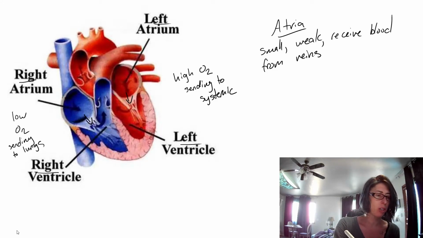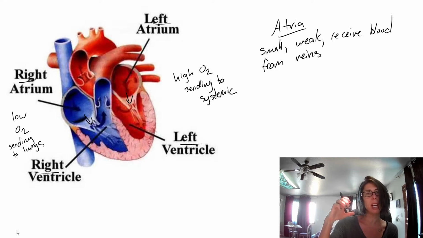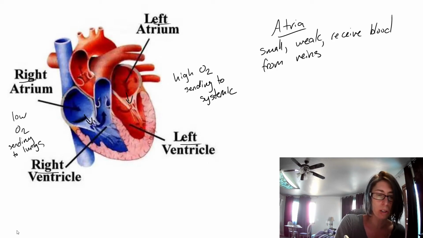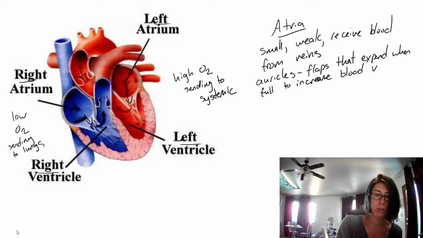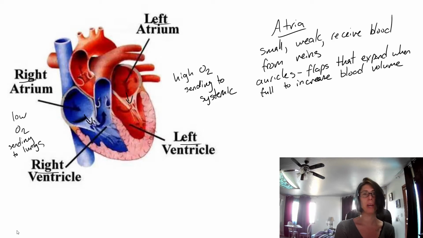They also have, you can't really see in this picture, but you would see it in a heart dissection, these little floppy flaps that can expand when filled with blood to expand the volume of blood that they can hold. And those are called auricles. So auricles, they're in the atria. They are flaps that expand when full to increase the blood volume that can be held by the atria.